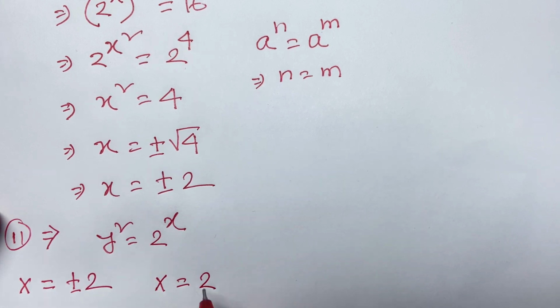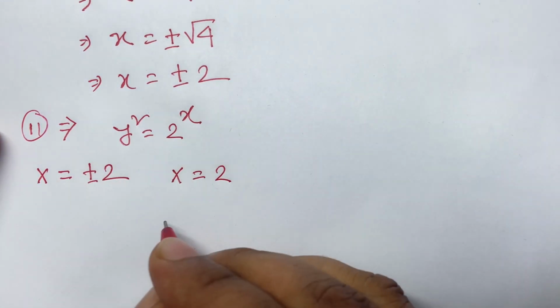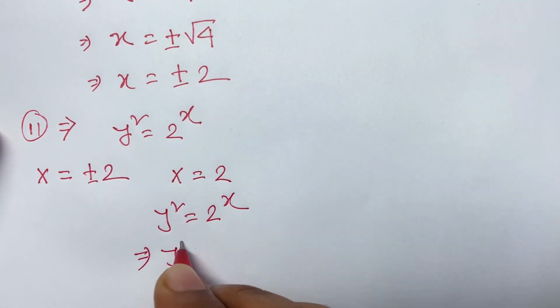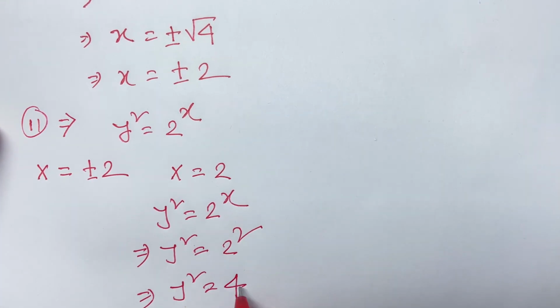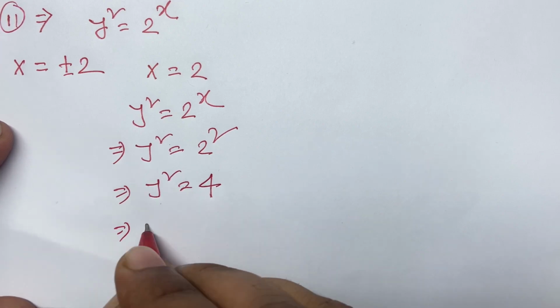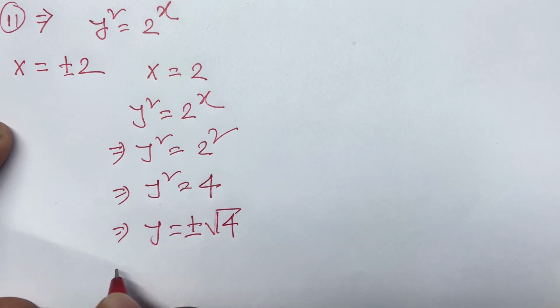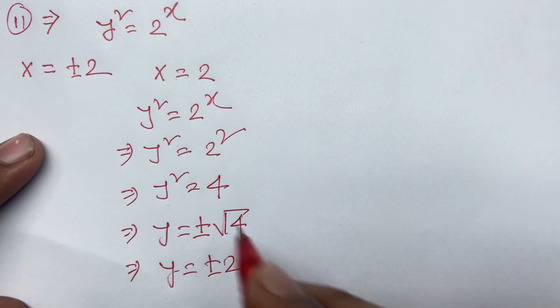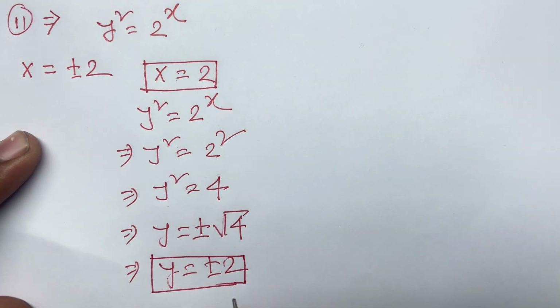When x equals 2, in this equation y squared equals 2 to the power x, so x equals 2. Now I can say y squared equals 4, and y equals plus minus square root of 4, and y equals plus minus 2. So now I can see easily that when x equals 2, y equals plus minus 2.